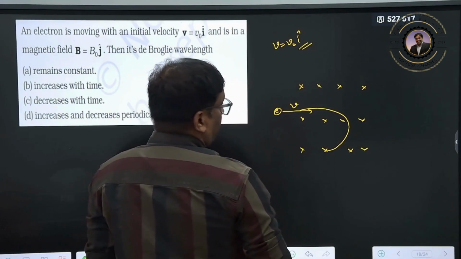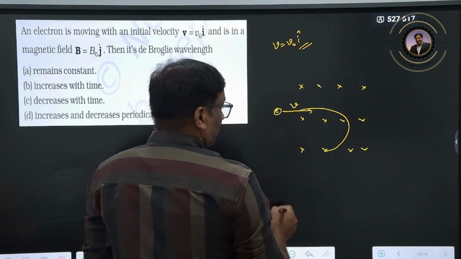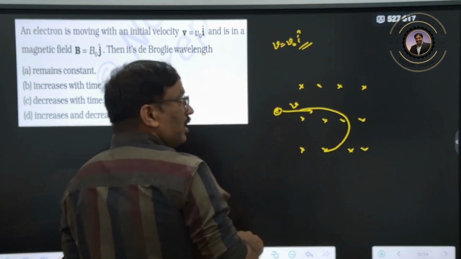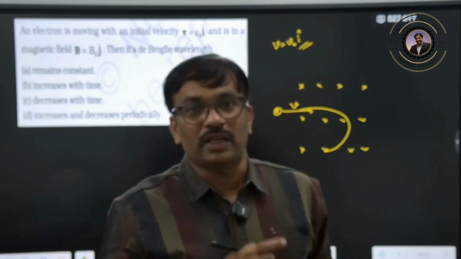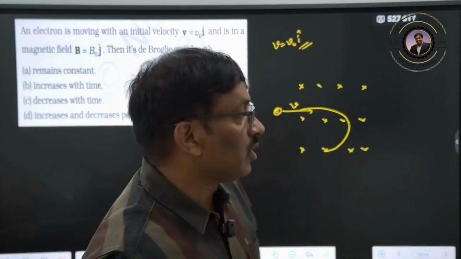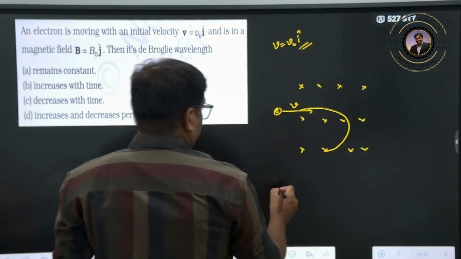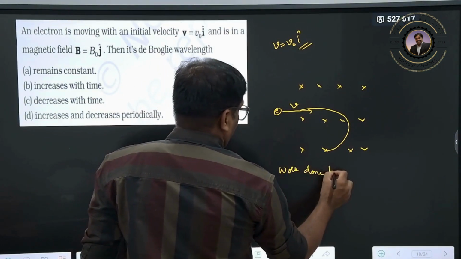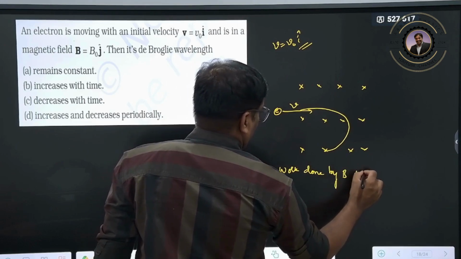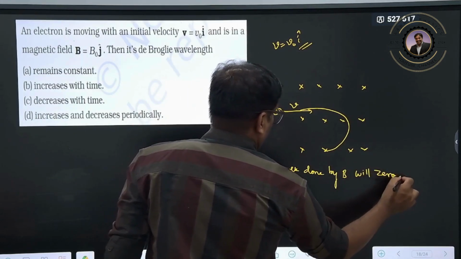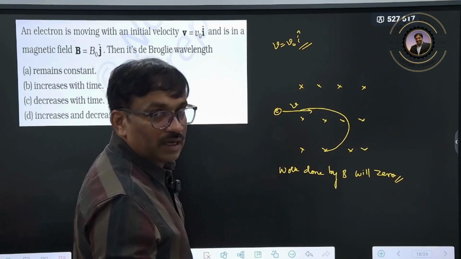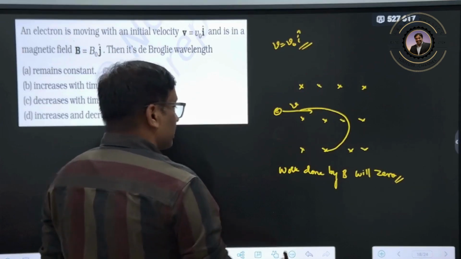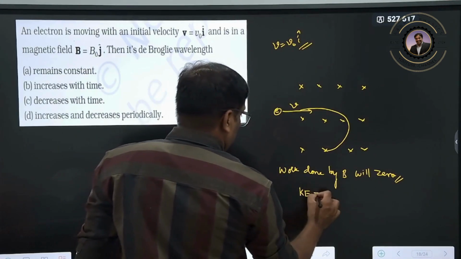If a charged particle is moving in a magnetic field, its velocity remains constant. Why? The work done by the magnetic field will be 0. That means no work is done. If work is not done, the kinetic energy does not change. So the kinetic energy will be constant.